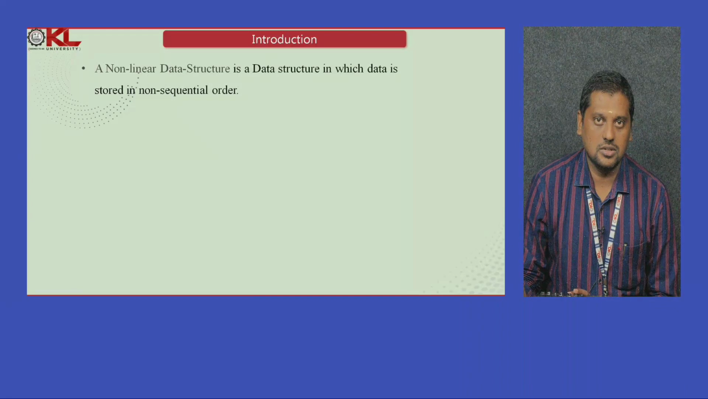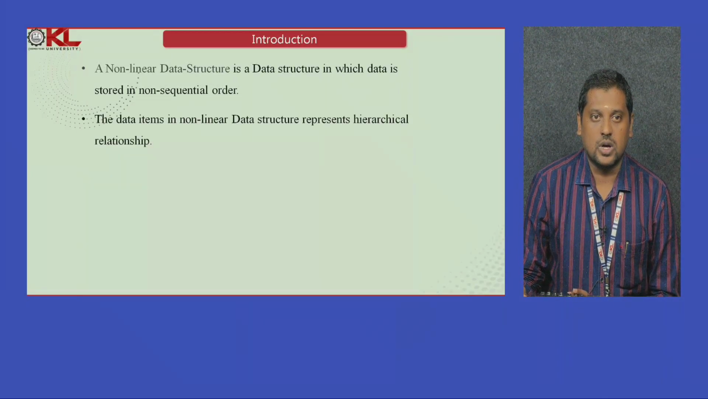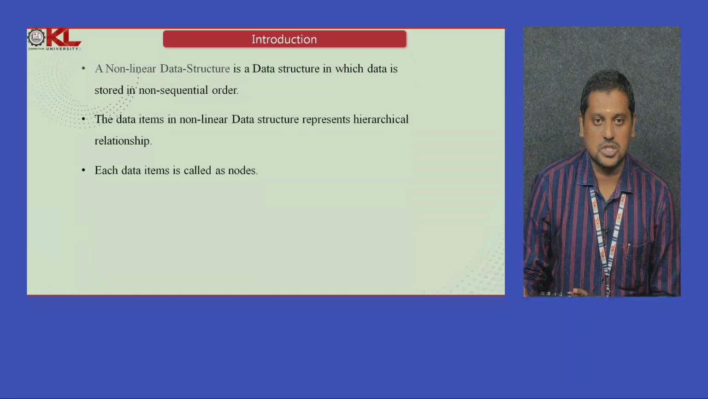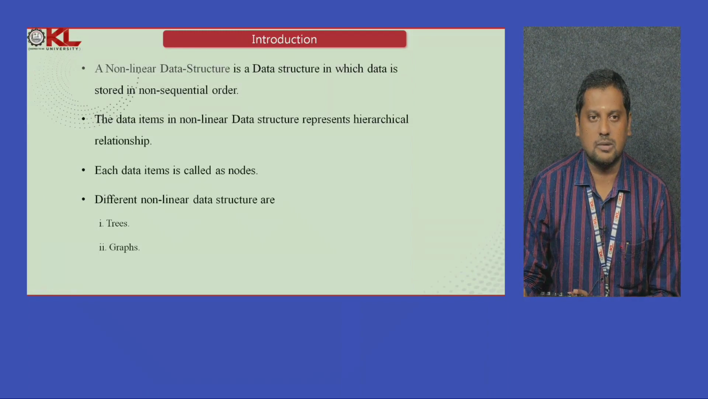Starting with the introduction, first of all we should know what is a nonlinear data structure. A nonlinear data structure is a data structure in which data is stored in non-sequential order, where the data items in a nonlinear data structure represent hierarchical relationships. Each data item is called a node. There are different types of nonlinear data structures, among those trees and graphs.